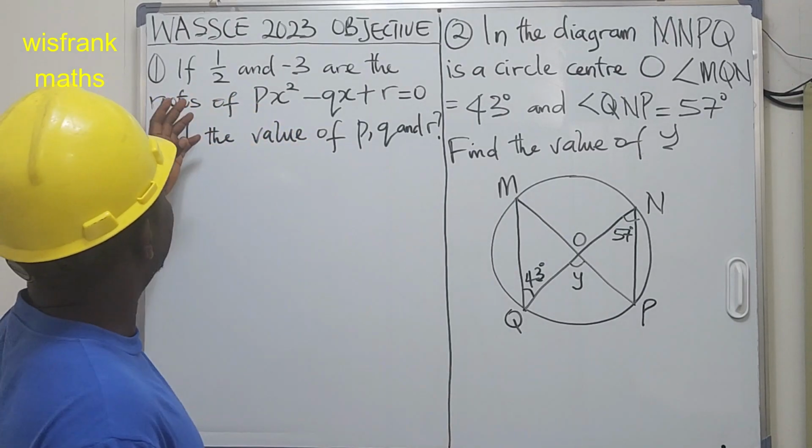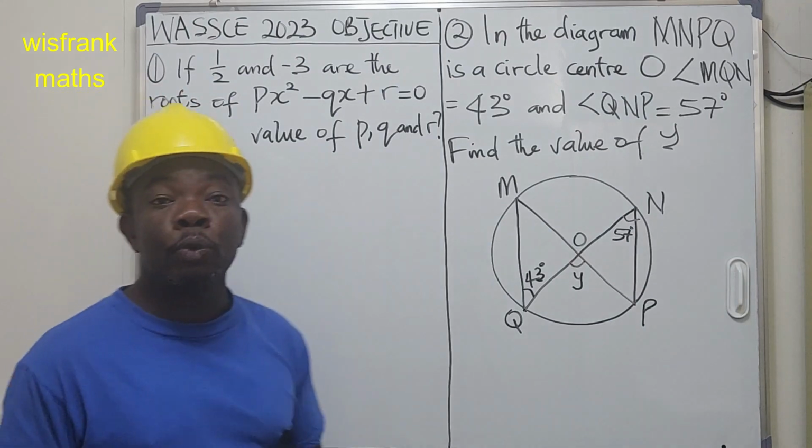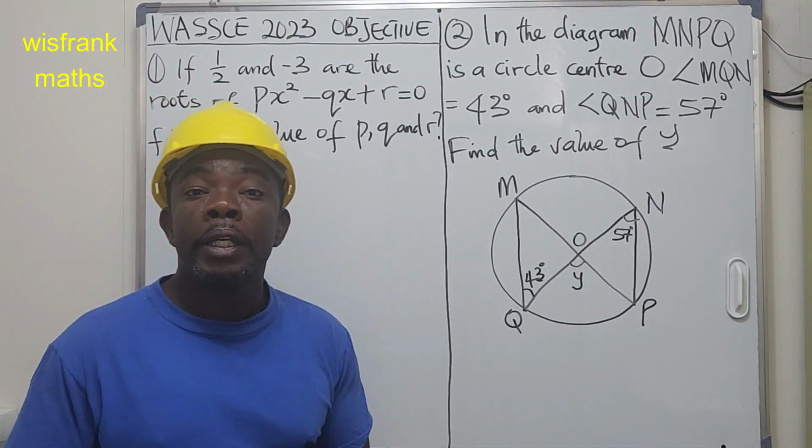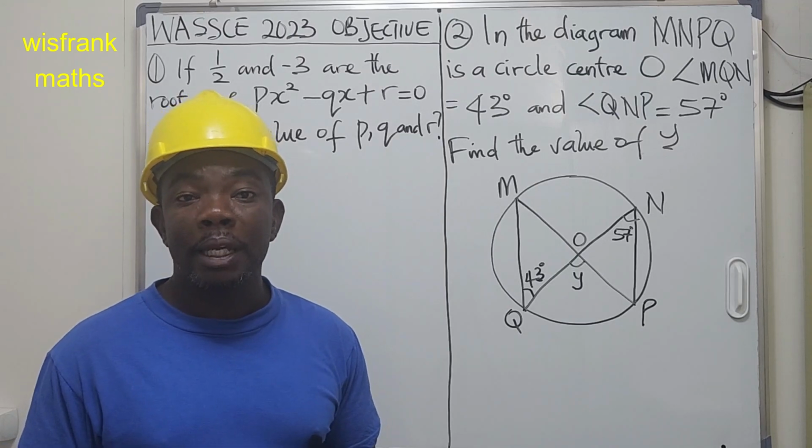Today, we are looking at question number 1, and in this episode, we are going to treat 1 to 5 from the 2023 September WASSCE Core Mathematics Examination.